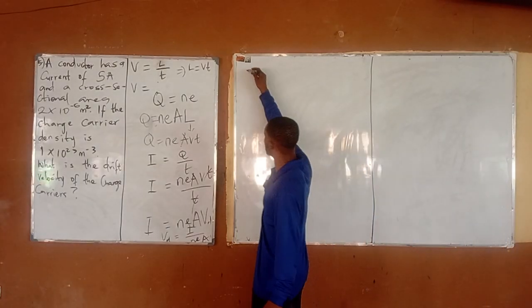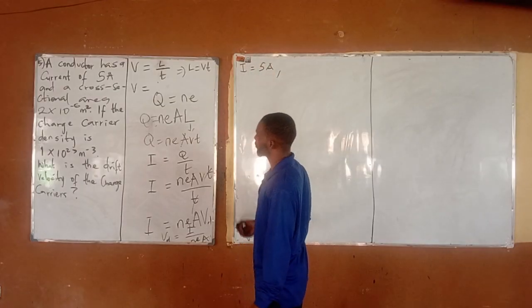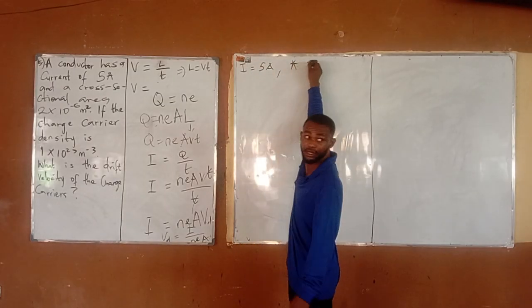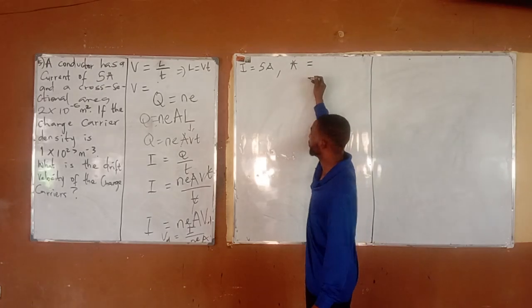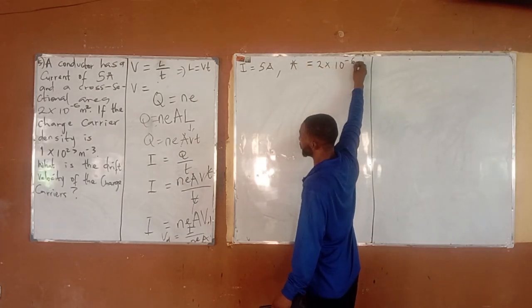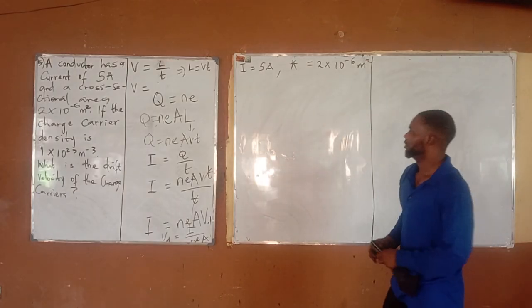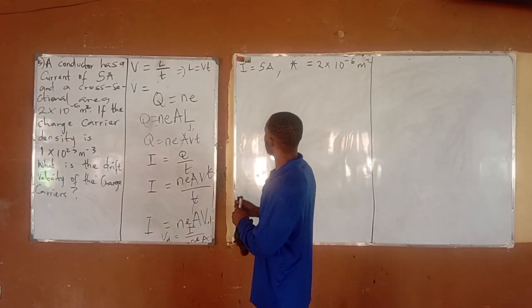So let's bring out the things we have. Current is given as 5 amps. Cross-sectional area A is equal to 2 times 10 raised to the power minus 6 meters squared. Okay. Then charge carrier density.